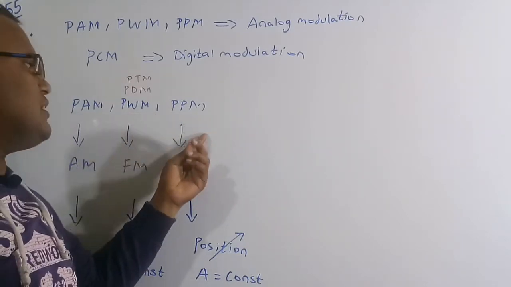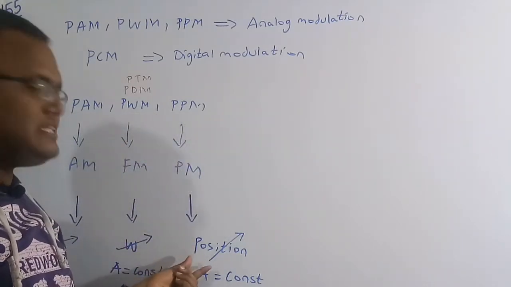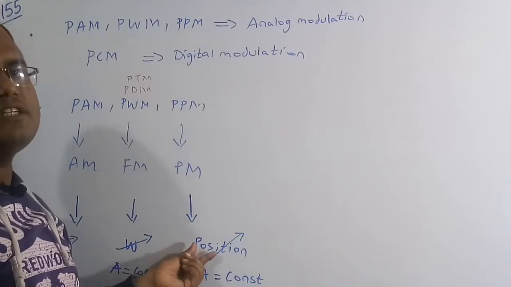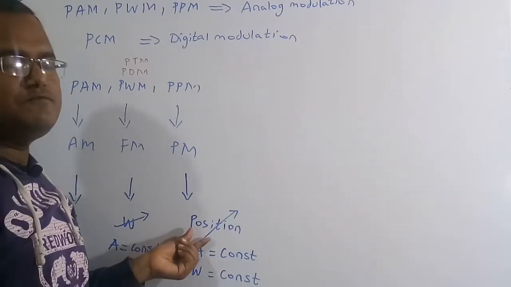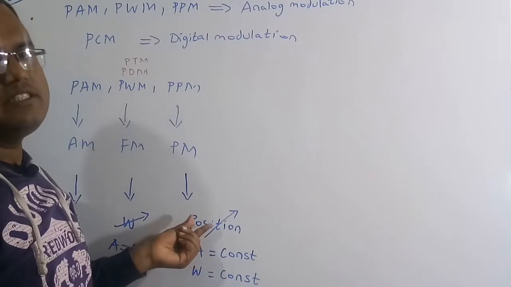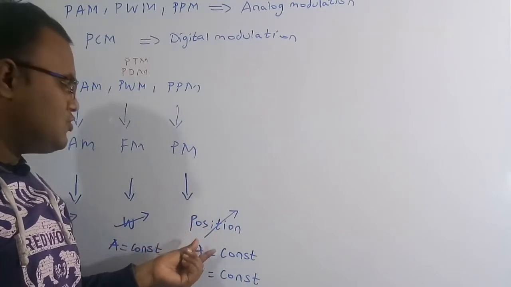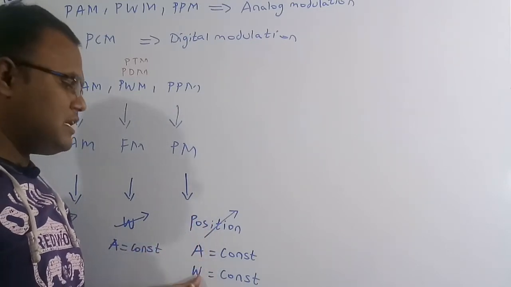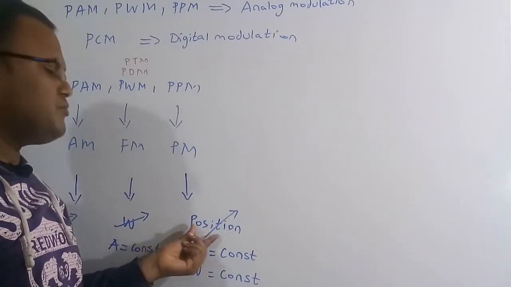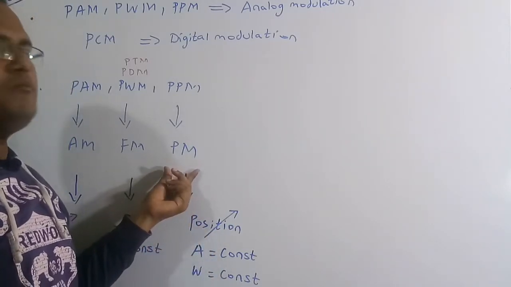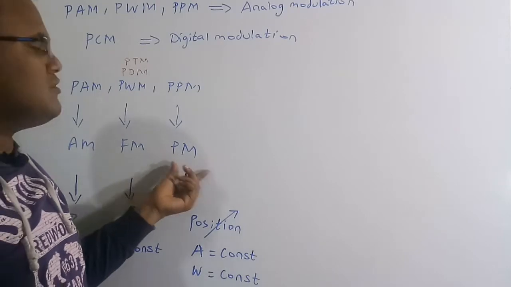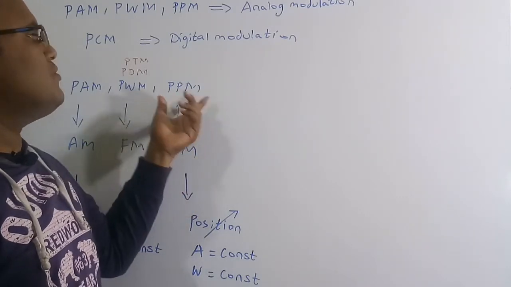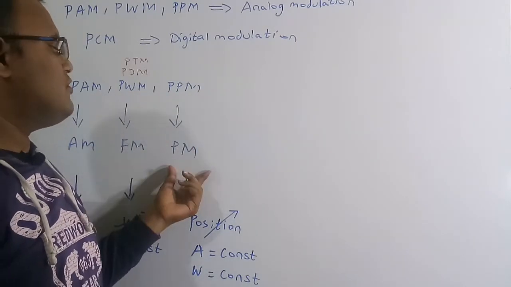Whereas in pulse position modulation, we are going to change only the position of the signal with respect to the message signal. With respect to the instantaneous values of the message signal, we change the position. The amplitude and the width remain constant, only the position changes. So it is nearly equal to phase modulation. In phase modulation also we change only the phase part. So PPM is nearly equal to phase modulation.